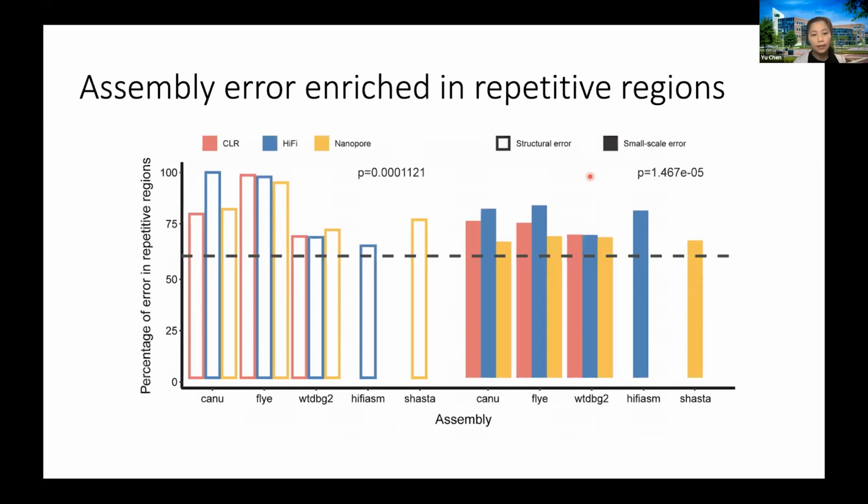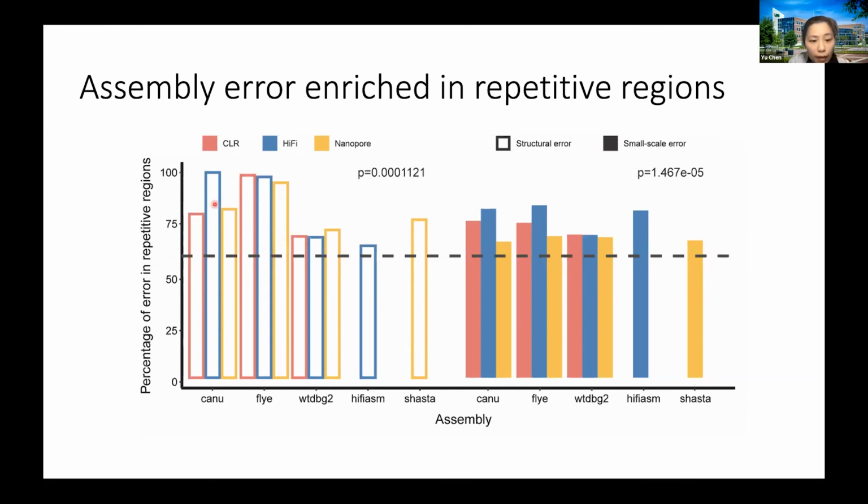So since Inspector is able to report the exact location of the assembly error, we can perform repeat annotation for these errors. About 59% of the human genome is covered by repetitive sequence. So we would expect to see about 59% of the errors located in the repetitive sequence if the errors are generated randomly. So that line is marked here. That is the baseline we are looking at.